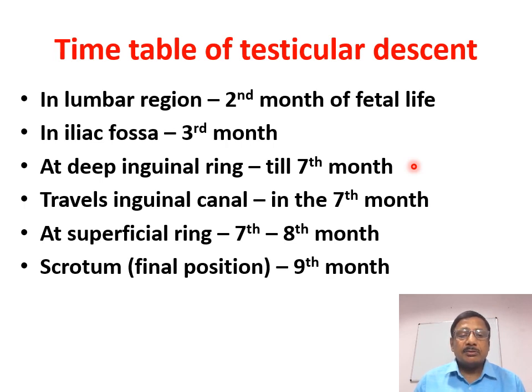Then during 7 months, it travels the inguinal canal and it lies at the superficial ring at the end of the 8th month. Normally, when the baby is born, it reaches the final position in 9 months. So this timetable is self-explanatory: if the baby is born premature, then the testis will be at an upper position than normal.